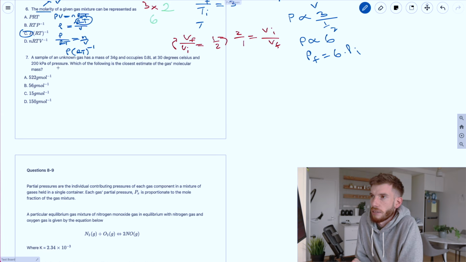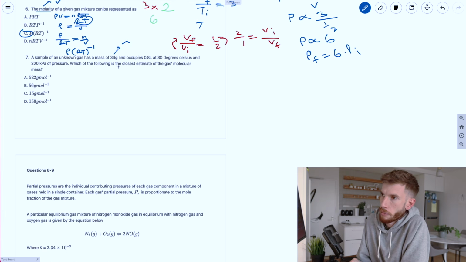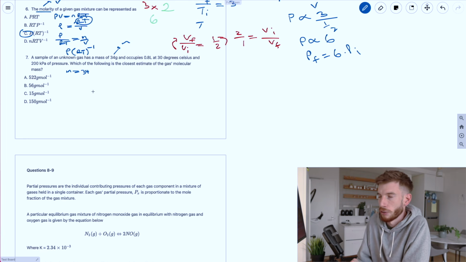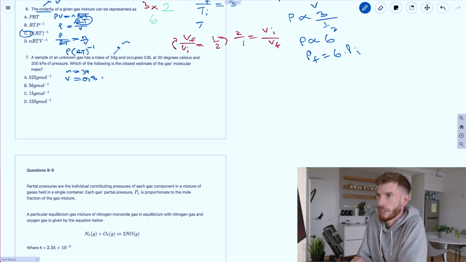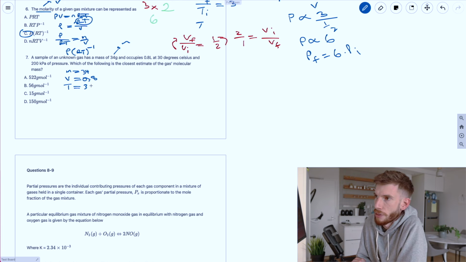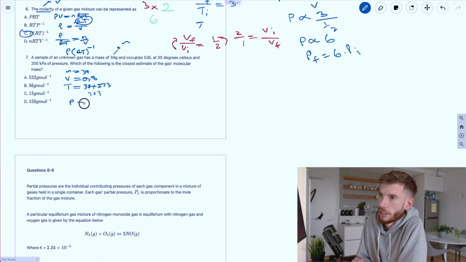The next one then: a sample of an unknown gas has a mass of 34 grams, so m. What I'd be doing on the scratch paper is listing m equals 34, immediately converting to standard units where I can. Occupies a volume of, so V is equal to 0.8. I often leave out the units if I'm working in standard units anyway. Temperature is going to be 30 plus 273, so 303, and 200 kilopascals of pressure, so P is 200. Which of the following is the closest estimate of the gas's molecular mass?